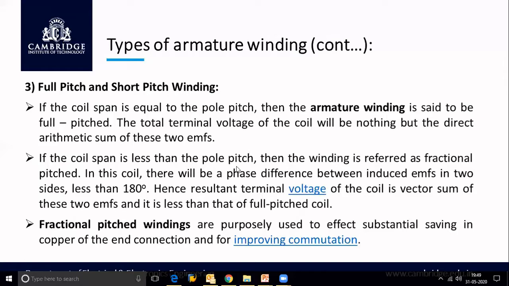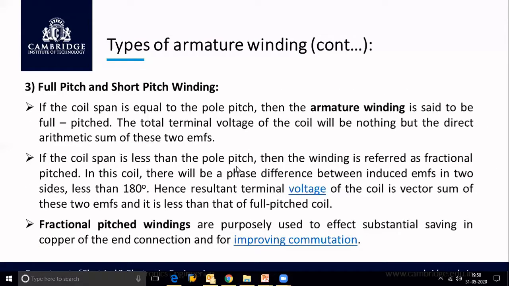The short pitched winding has more advantages than that of full pitched winding. By using the short pitched winding, we can save the amount of copper material. Also the EMF induced in the conductors will be more sinusoidal in nature. That means the number of harmonics present in the EMF induced wave is minimum compared to that of full pitched winding. Hence for three-phase alternators, the short pitched winding is preferred.